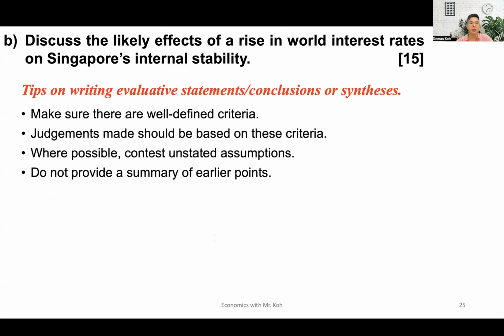All right. So a few tips with regard to evaluation of synthesis, because remember, this is a higher order thinking question. So make sure that there are well-defined criteria and judgments are made on these criteria. Where possible, contest unstated assumptions, but do not provide a summary of earlier points. It's not a summary, it's an evaluation of what you have written in your body paragraphs earlier.